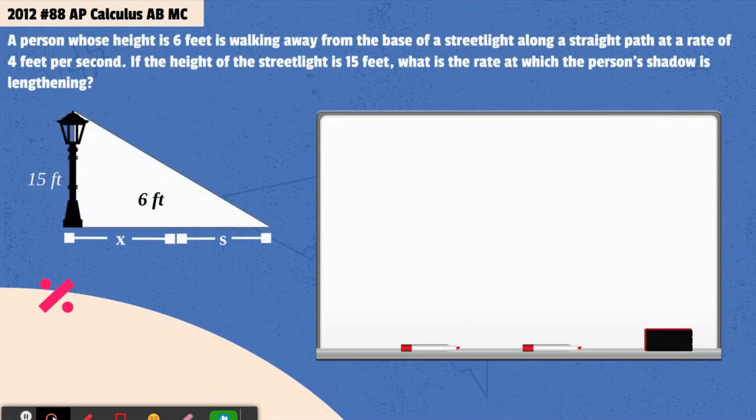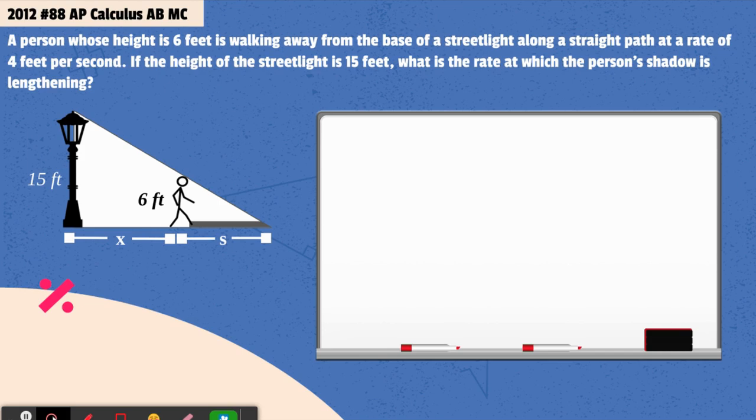So the question is, a person whose height is 6 feet is walking away from the base of a streetlight along a straight path at a rate of 4 feet per second. If the height of the streetlight is 15 feet, what is the rate at which the person's shadow is lengthening? I would highly recommend drawing a diagram for this type of problem. As you can see, our street lamp is 15 feet tall, our person walking is 6 feet tall, and then there's their shadow.